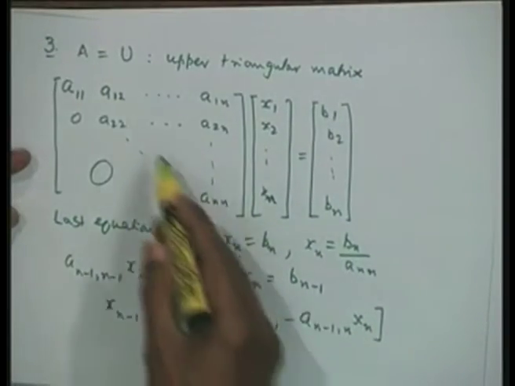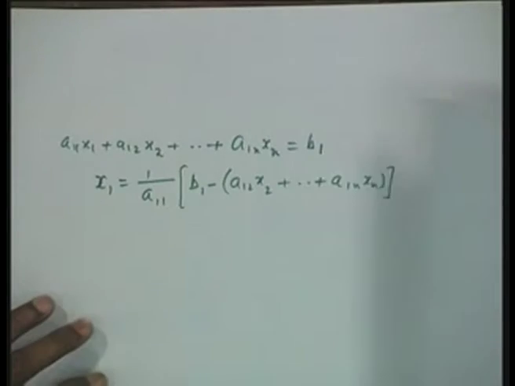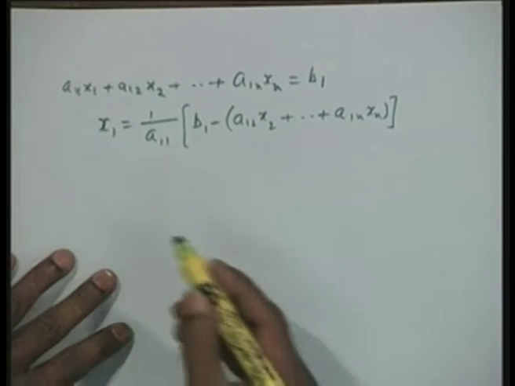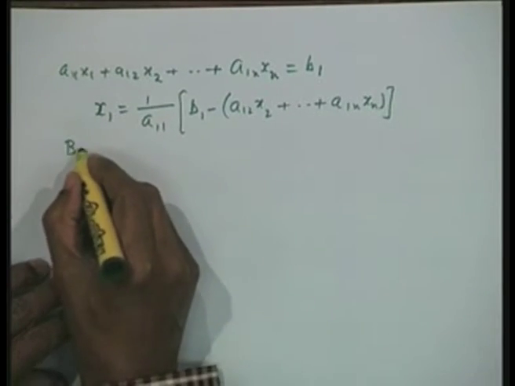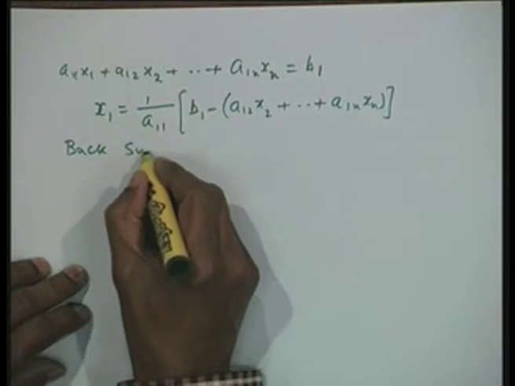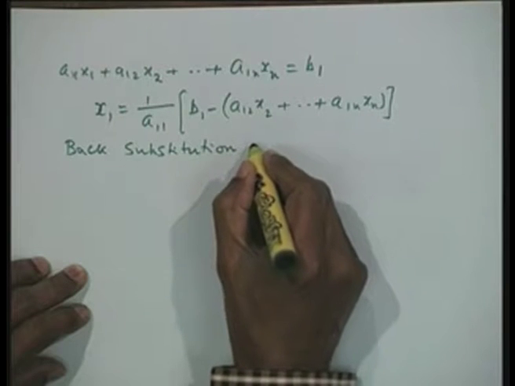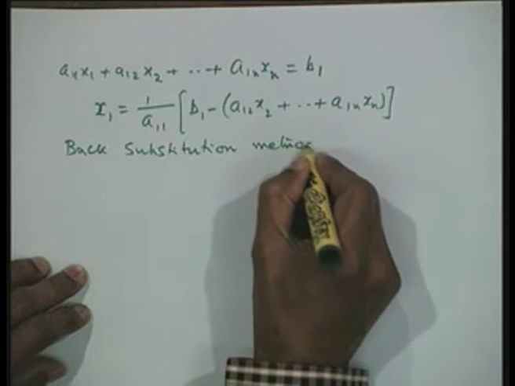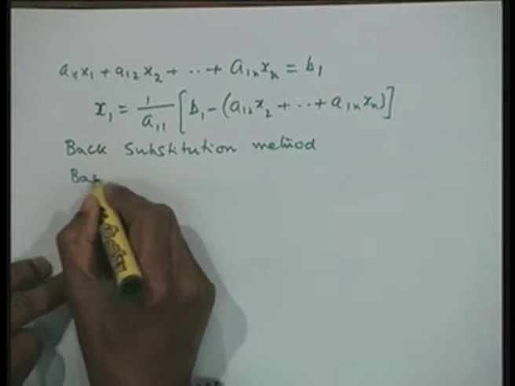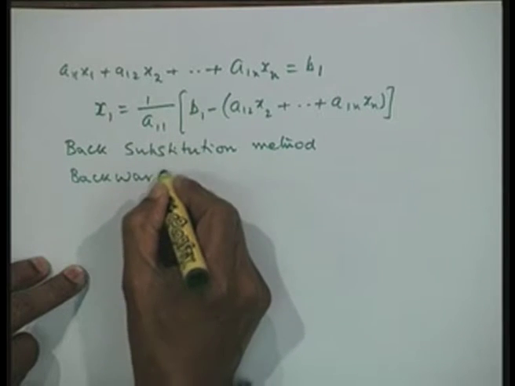Starting from the last equation and going backwards, we shall give a name for it: the back substitution method, or backward substitution method. So, we shall call this back substitution, or we shall also sometimes use the term backward substitution method.